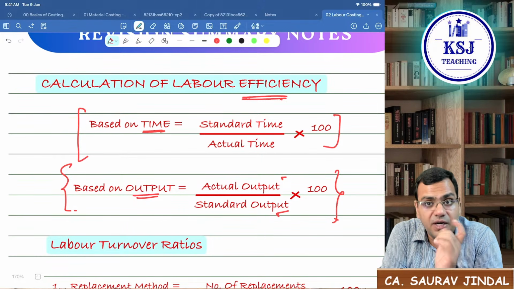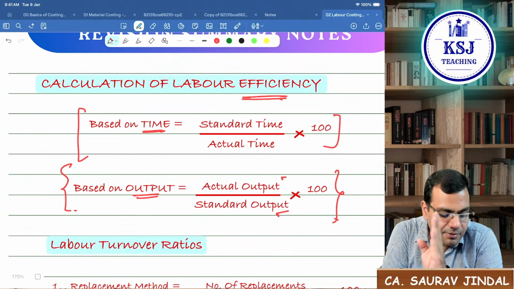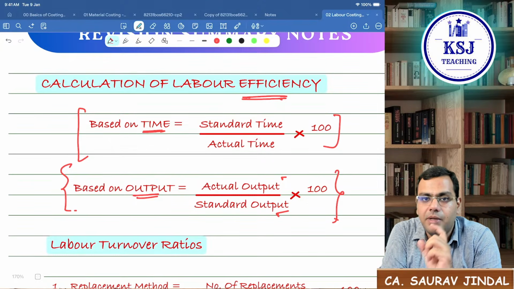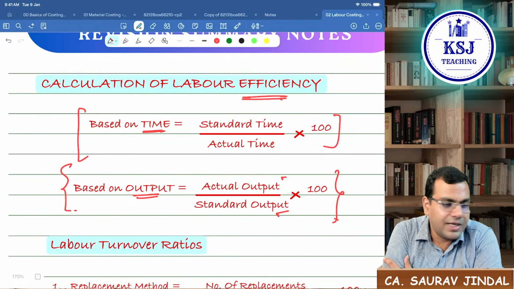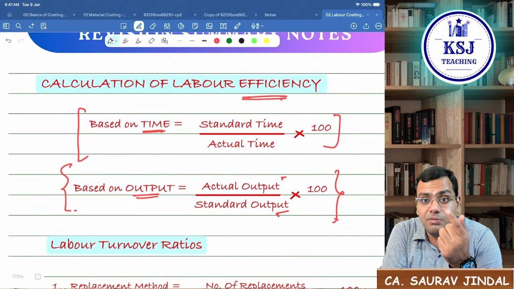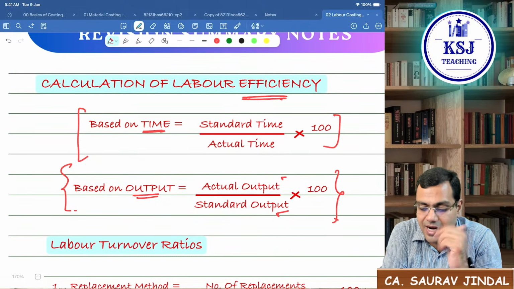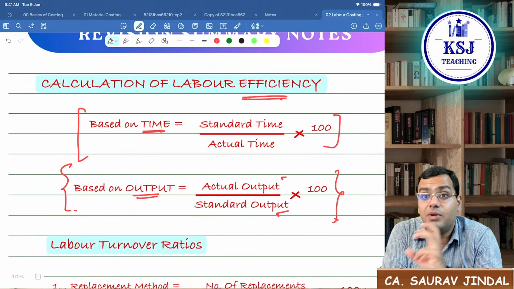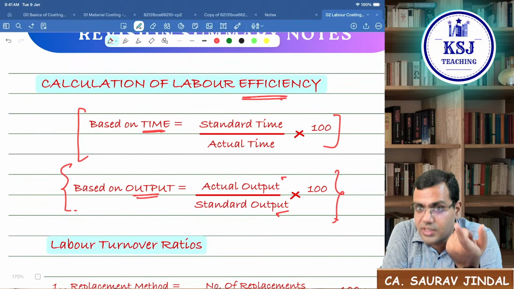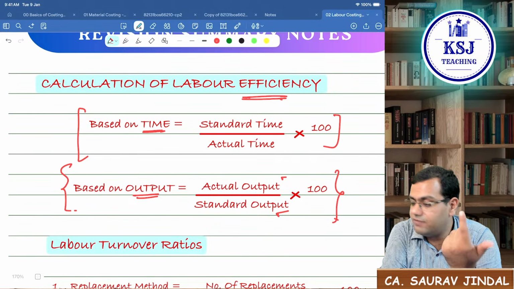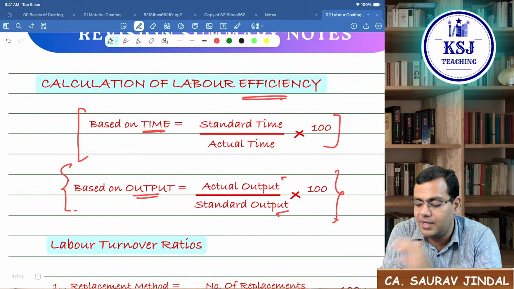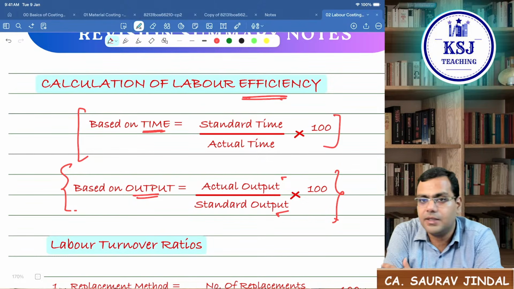Do not confuse between standard and the actual. Just remember one simple logic. What should be more should be in the numerator. In case of time, standard should be more, actual is less. That is more beneficial in case of efficiency. So standard time by actual time. When we talk about the output, if actual output is more than standard output, then it is more efficient. So actual output divided by standard output into 100.